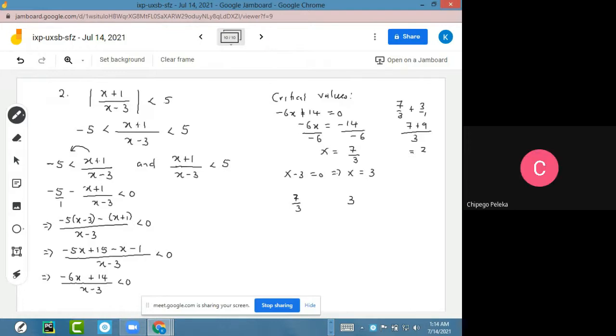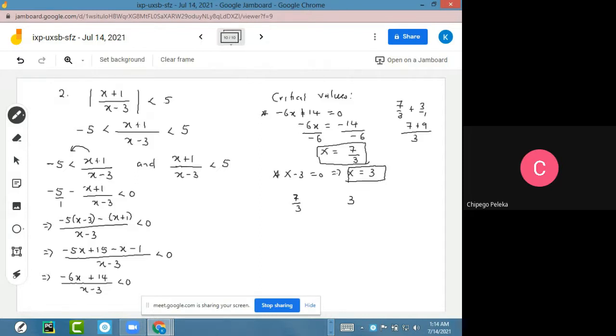Yeah, I have a question. Hello. This part on -6x plus 14 over x minus 3, forget about the denominator, -6x plus 14 is what we have here. Yes. For x, we get this value here, is it? Yes. Then get the denominator also. Oh, thank you.